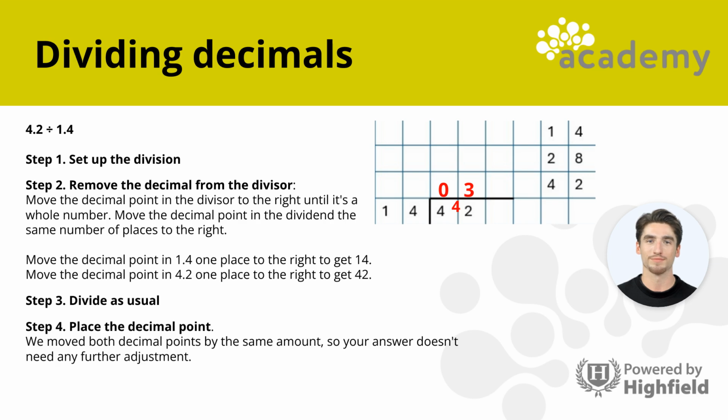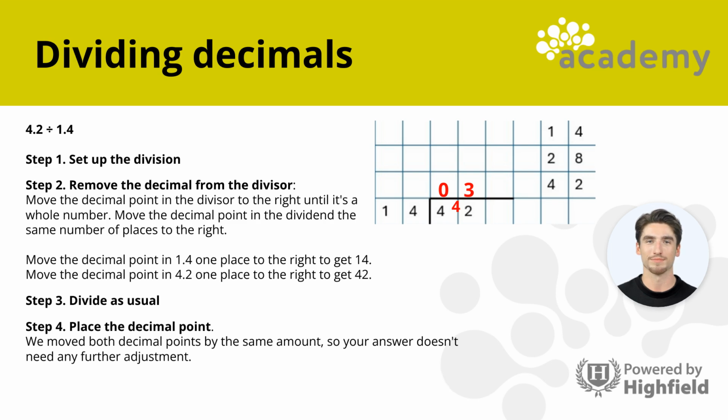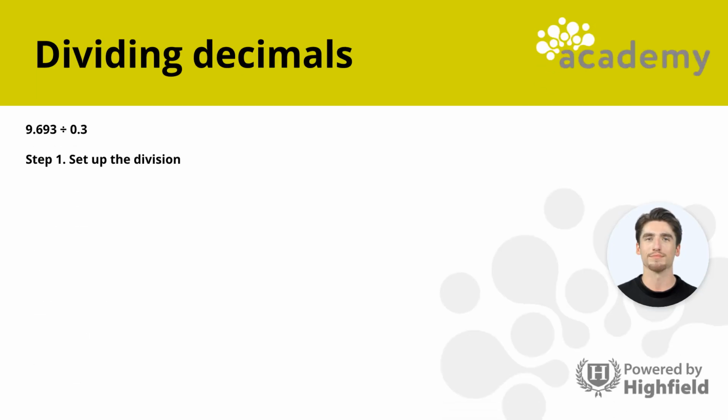Step 4. Place the decimal point. Since we moved the decimal points in both the divisor and dividend by the same amount, your answer doesn't need any further adjustment. So, the answer to 4.2 divided by 1.4 is 3. Let's take a look at another example.